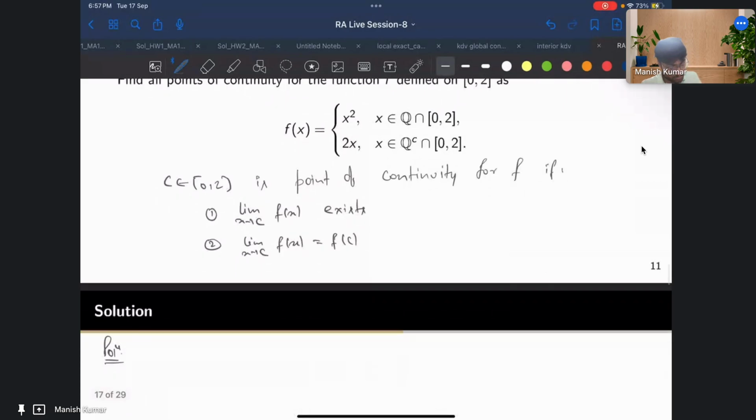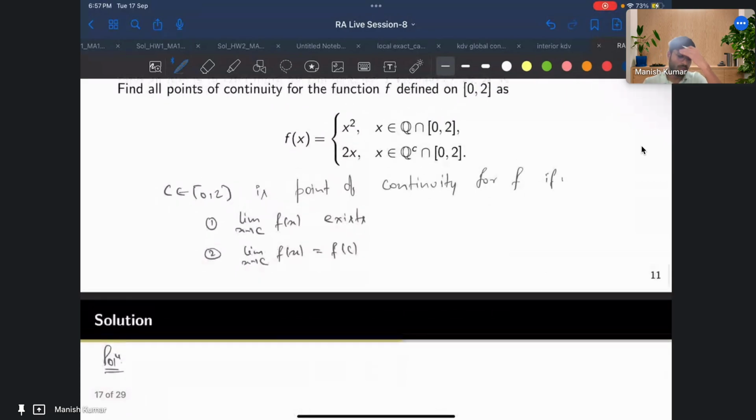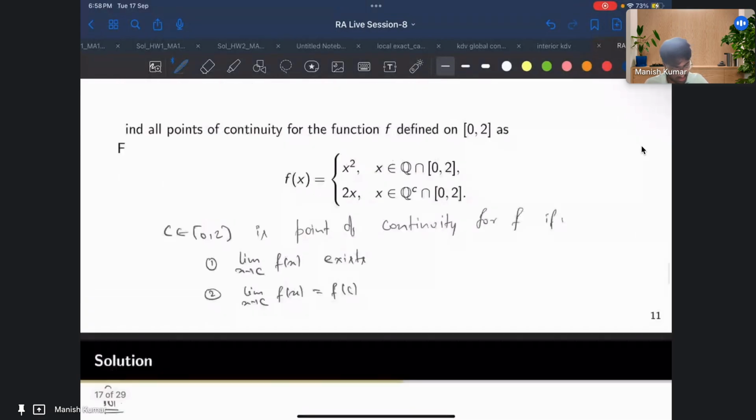Okay, now, how should I say this? Maybe what you can think is, should I write in terms of left hand limit and right hand limit? I think that is the best possible thing I can do here. Okay, so let me write it in this way.